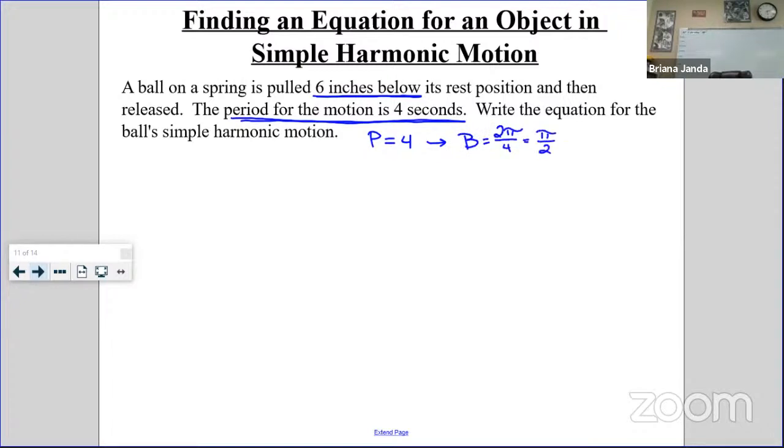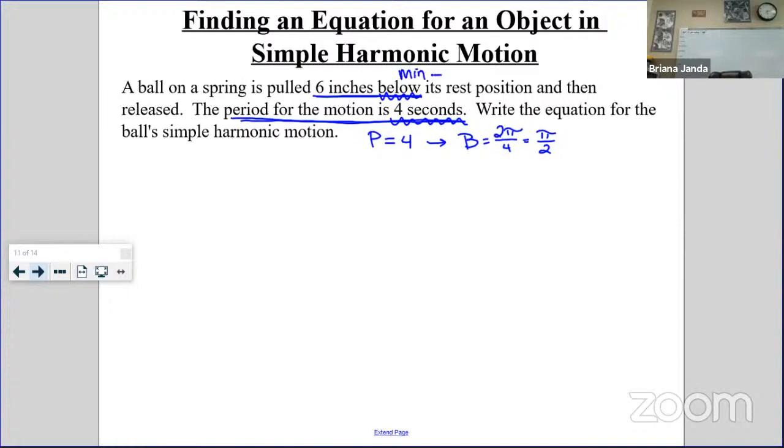We get B equals pi over 2. Now, what you're going to notice is we were very used to B having a pi in it, but when we're talking real world numbers, it actually ends up being pi more often, because a lot of times we measure in whole units for a period. 6 inches below, let's go back to talk about that.